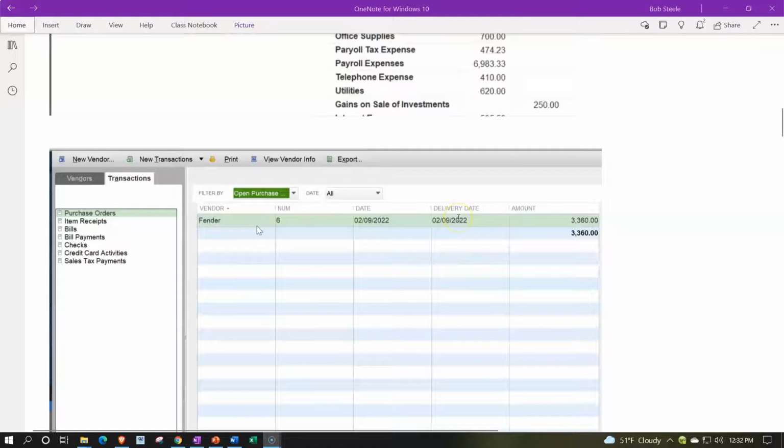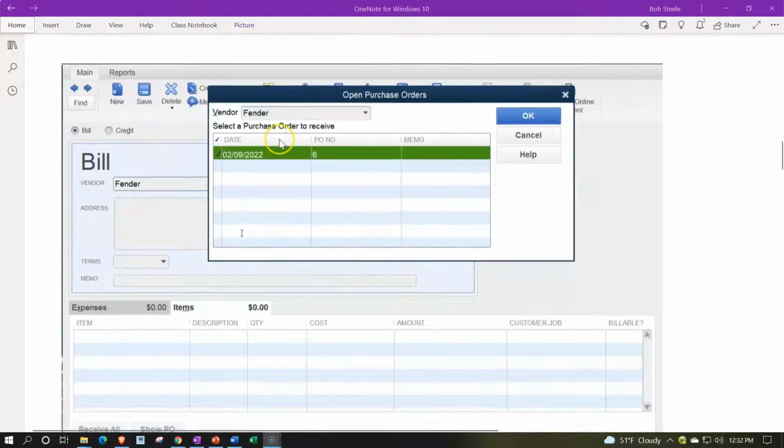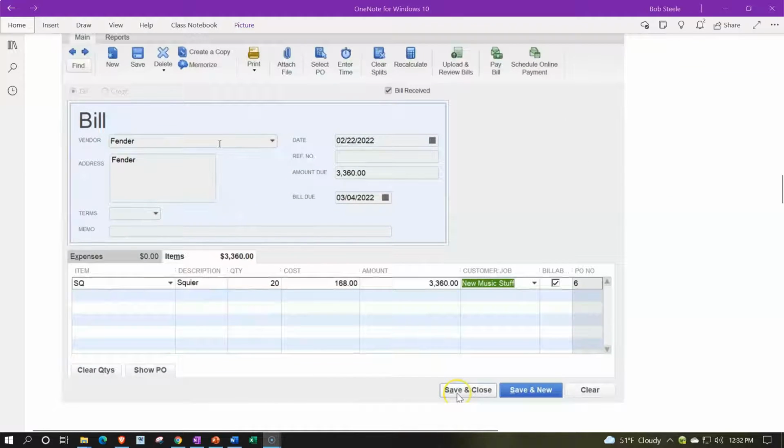Here we are in the Vendor Center and the Transactions tab in the Purchase Order, and we're looking at the open purchase orders that have not been filled. We made one for Fender, which we set up last time as a new vendor, that we're buying guitars from, because guitars are our inventory. We're going to make our bill, type in the new vendor, which is Fender, and then this little pop-up will show up. We're going to check off that pop-up that will populate the bill for us from the purchase order that we made in the past.